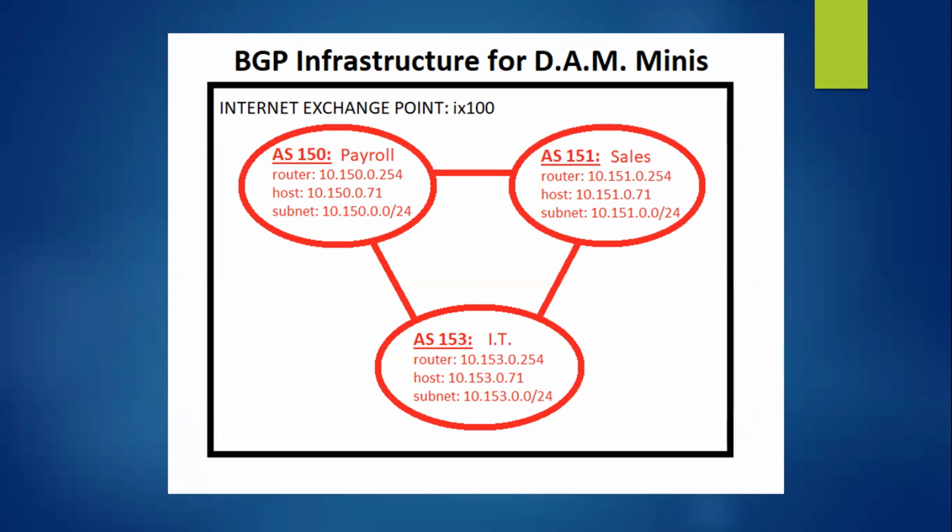So this is just a small portion of the infrastructure, but basically we have 3 separate autonomous systems all within our network. One is for payroll, one is for IT, one is for sales. Each of them has their own router, which then connects to all of the computers in that department. And so each of those routers is in charge of a subnet. So payroll is subnet 10.150, sales 151, and IT is 153.